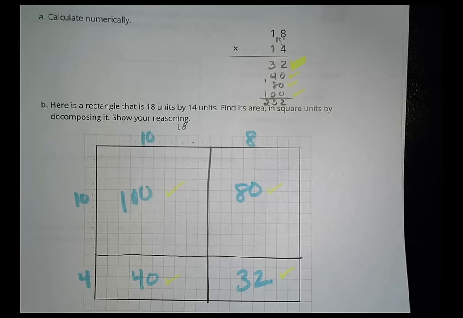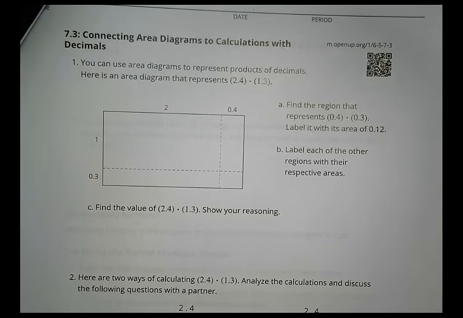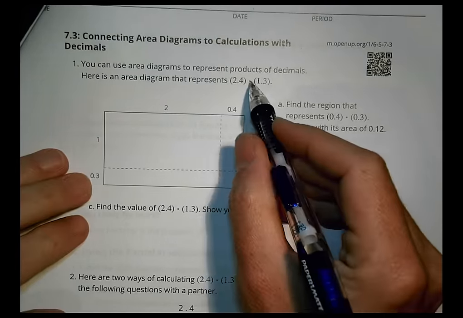Okay, awesome. Let's do activity number 3. All right, connecting area diagrams to calculations with decimals. You can use area diagrams to represent product of decimals. Here's an area diagram that represents 2.4 times 1.3.